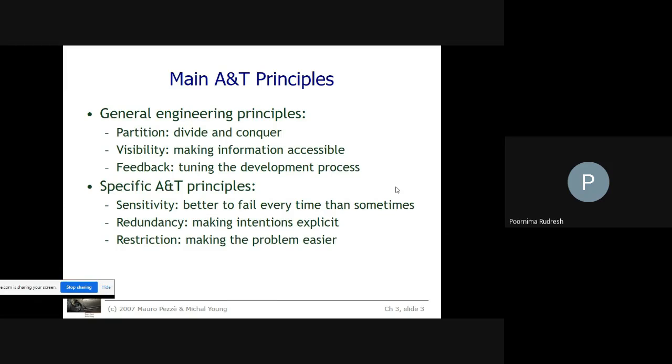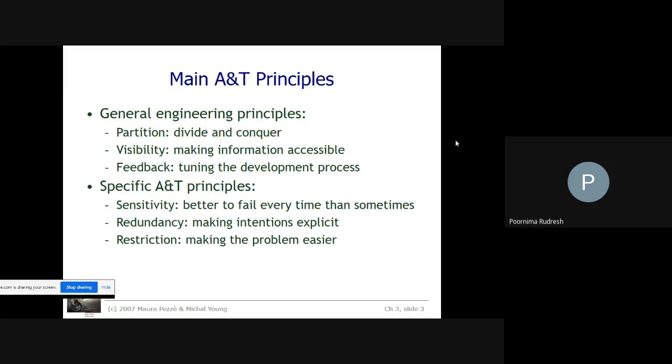Okay, so the analysis and testing principles are divided into two main categories. Those are general engineering principles and specific analysis and testing principles. In general engineering principles, there are three principles. One is partition, second is visibility, and third is feedback. These are the three principles in the general engineering category. And sensitivity, redundancy, and restriction come under the specific analysis and testing principles.